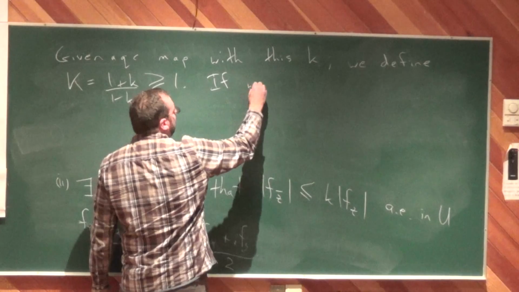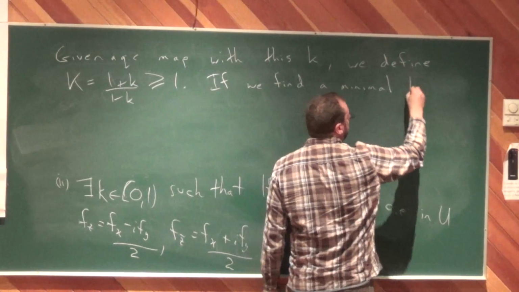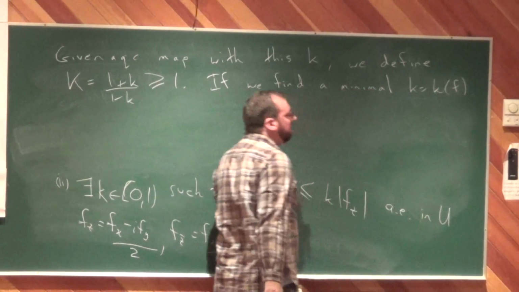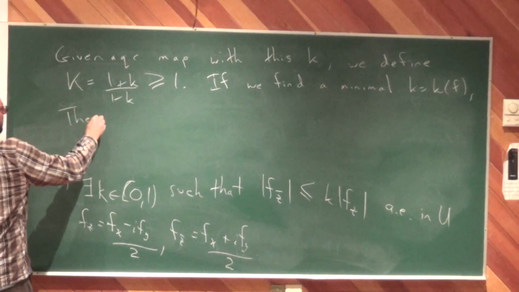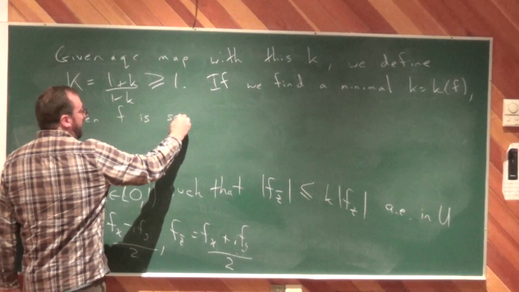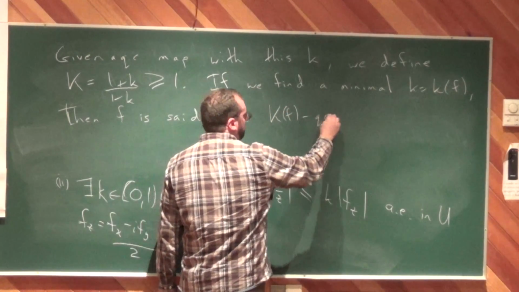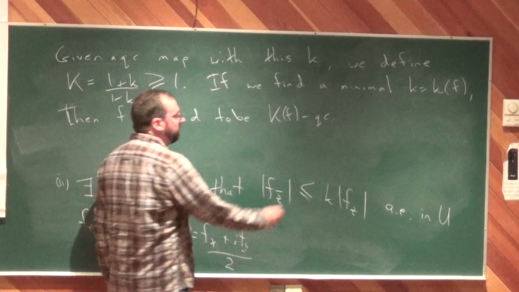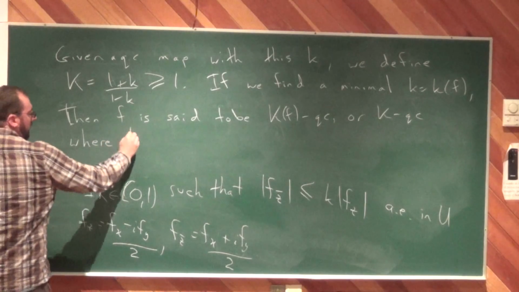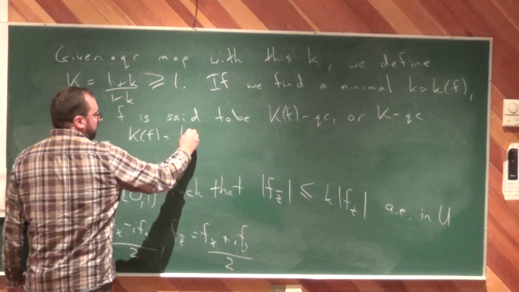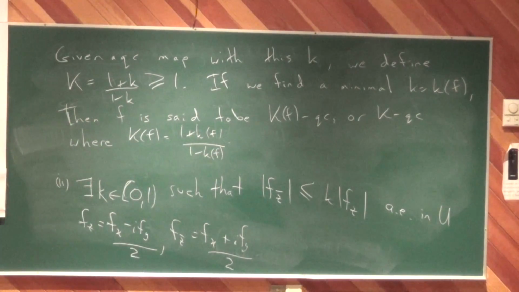And if we find a minimal little k, which depends on f, then f is said to be K_f quasi-conformal, or just K quasi-conformal, where big K of f is given by this: 1 plus little k of f divided by 1 minus little k of f.